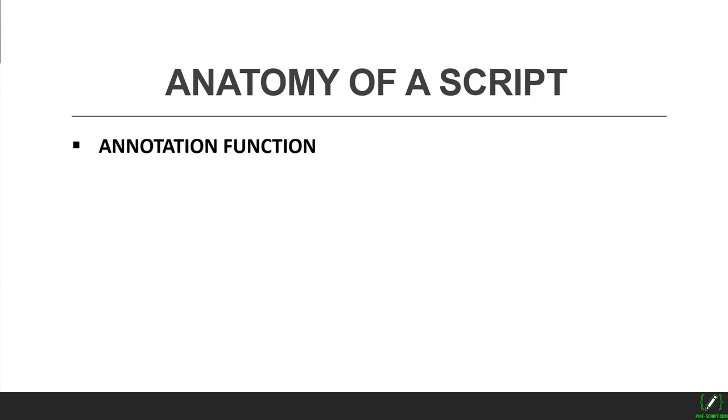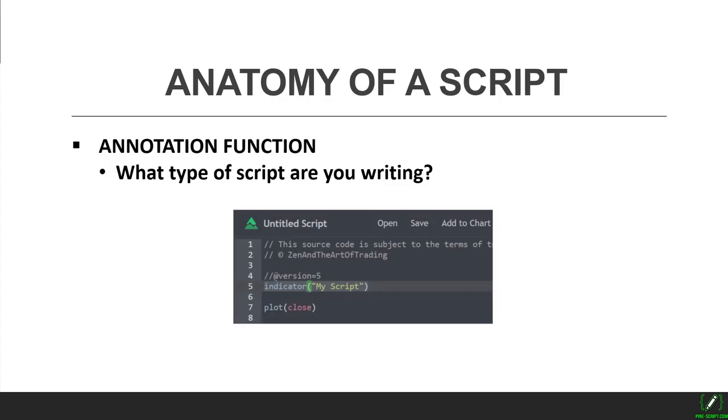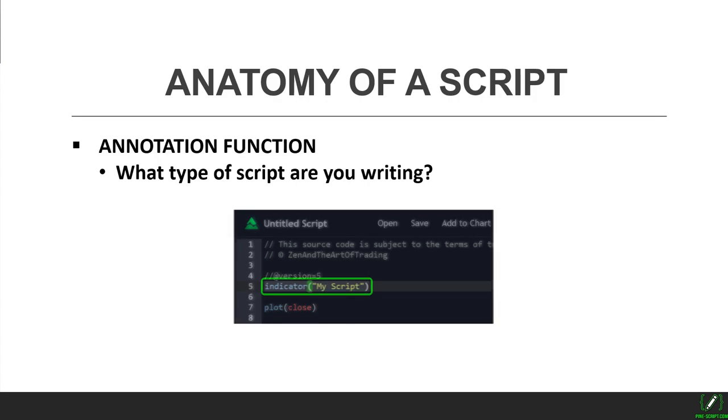Moving on, we have the annotation function. Similar to the compiler directive, which tells TradingView, the engine that runs our scripts, what version of PineScript we want to use, we also need to tell it what type of script we are writing. So there are 3 different types, as I mentioned. We have indicator scripts, strategy scripts, and library scripts. The most commonly used one, the one that you will probably use the most, because that's what most coders use, is the indicator version of PineScript.